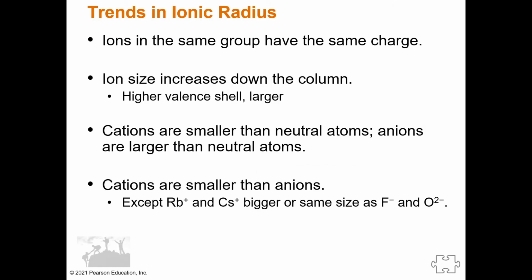We'll look at ionic radius now, and we can see that it's very similar to atomic radius. As we go down the column, the ion size increases for the same reasons. Now we have to take a look at cations and anions and how they compare to their neutral atoms. Cations are smaller than their atoms, anions are larger than their atoms.